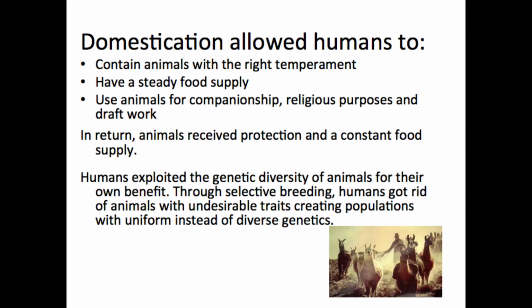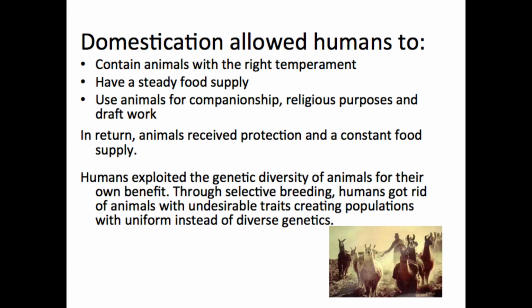So once we domesticated animals, like I said, it did improve our quality of life because now we had all this vegetation around us that we could eat, we could consume via animal tissue. We could use animals for companionship, for protection, for religious purposes, and we used them to do a lot of work.